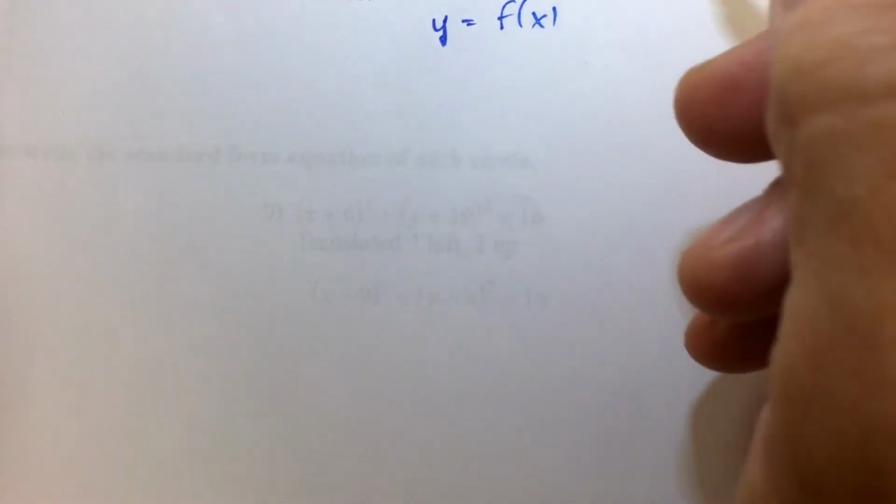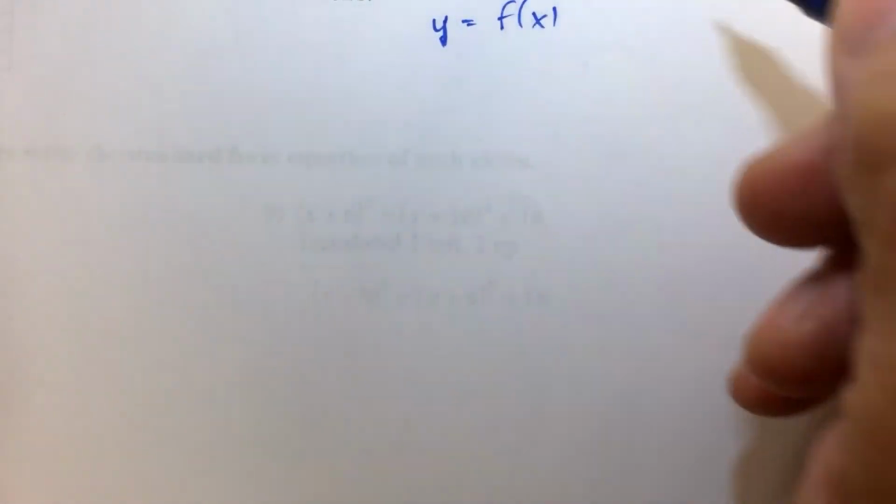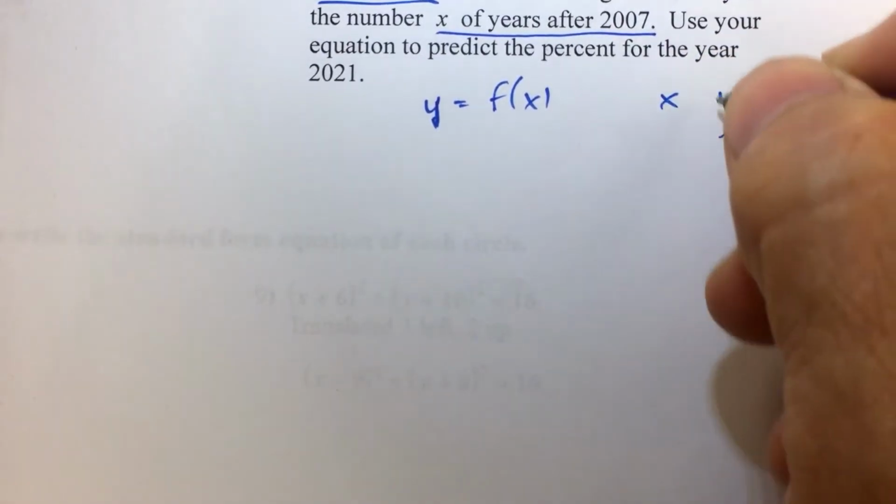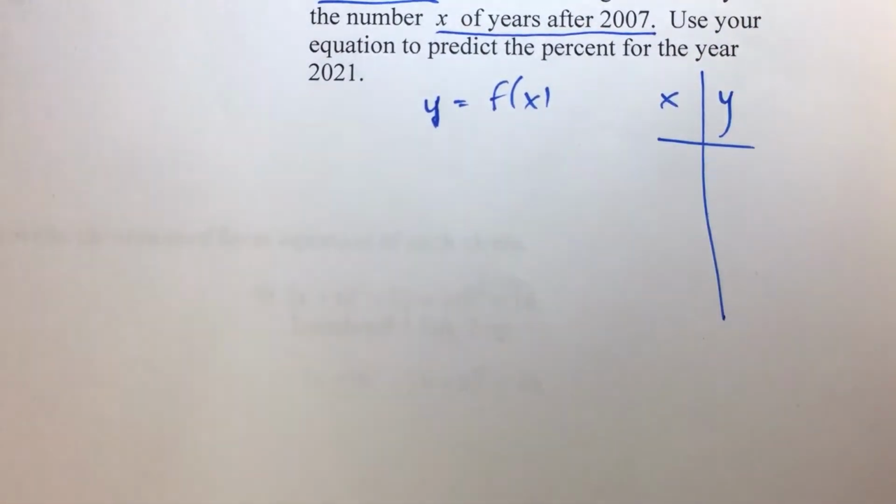In problem number 18, we're trying to come up with an equation, y, where y is the percent of 12th grade students who smoke cigarettes daily, as a function of x, the number of years after 2007. So let's dissect what information we've been given.